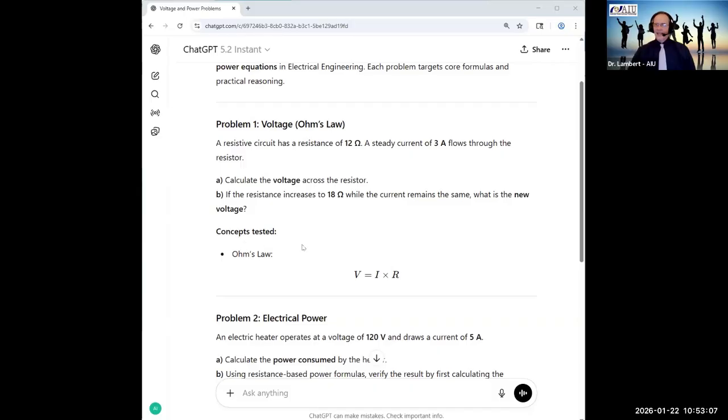So that was a good explanation. If you keep the current the same but you increase the resistance, that must mean the voltage has more power to push that current. Yeah, exactly. Otherwise, increasing the resistance should decrease the current.